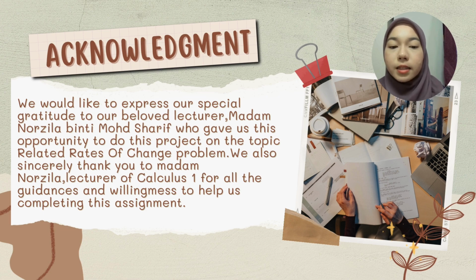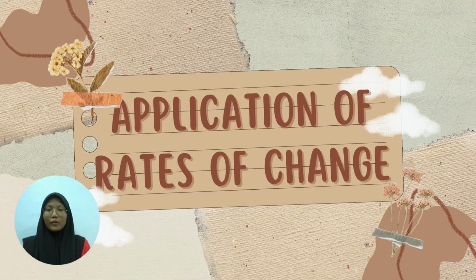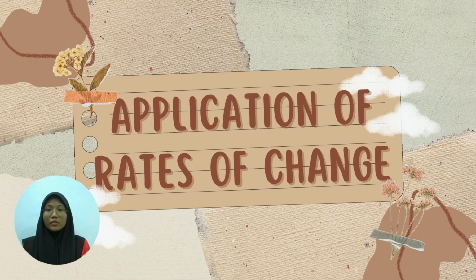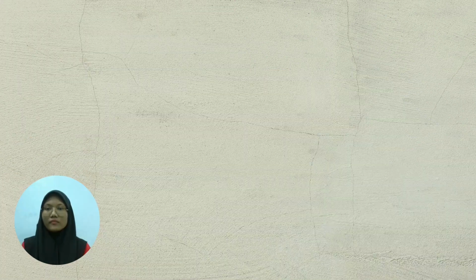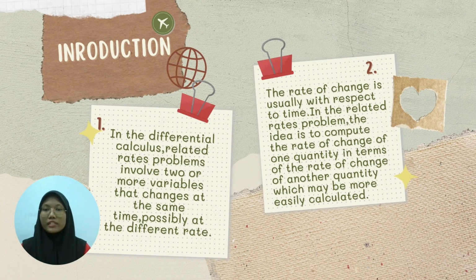Okay, now we are going to look at the application of rates of change. Alright, so in differential calculus, related rates problems involve two or more variables that change at the same time, possibly at different rates. The rate of change is usually with respect to time. In a related rates problem, the idea is to compute the rate of change of one quantity in terms of the rate of change of another quantity, which may be more easily calculated.